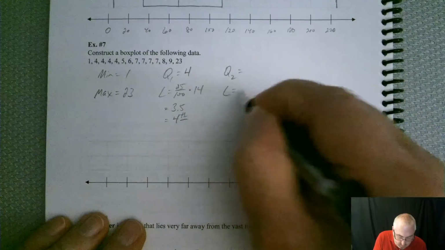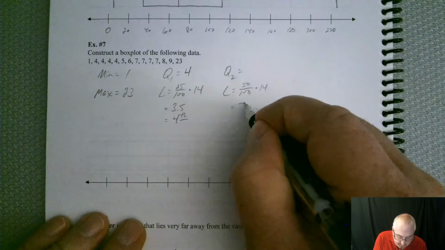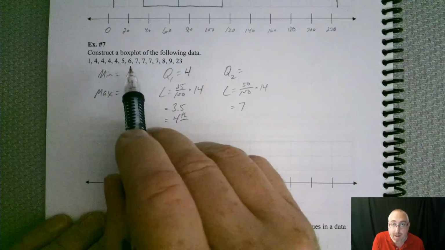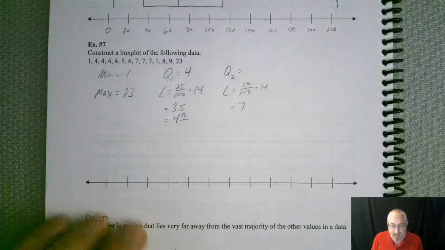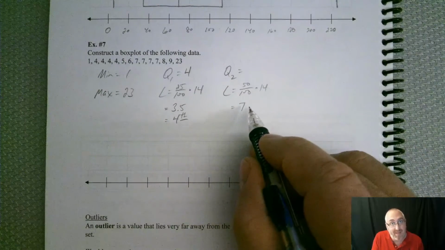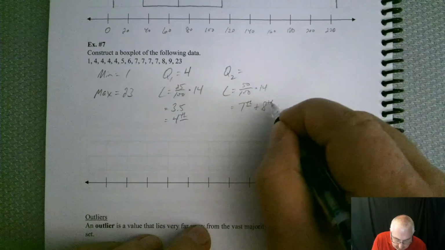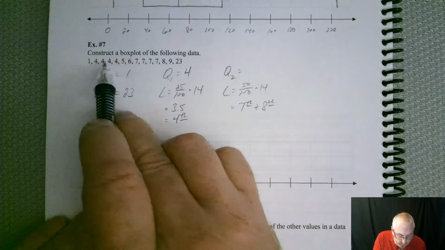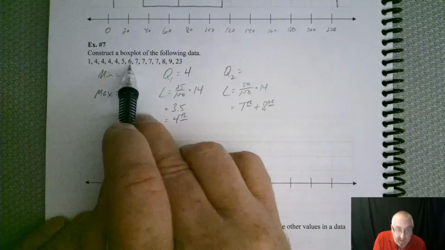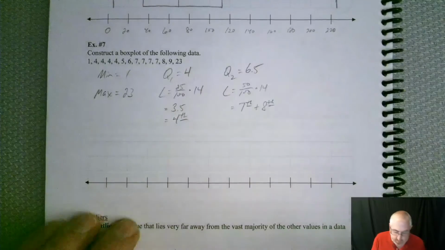Q2, that is going to give you a 7. And so we just picked the 7th value. Hopefully you caught that. Remember, when L is a whole number, we have to look at that number and the next. So we need the 7th and 8th. So 1, 2, 3, 4, 5, 6, 7, 8. So in this case, we're going to average 6 and 7, which we can do in our head, 6.5.